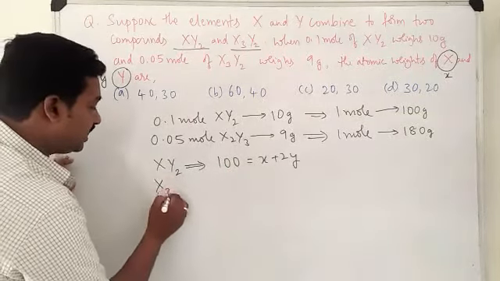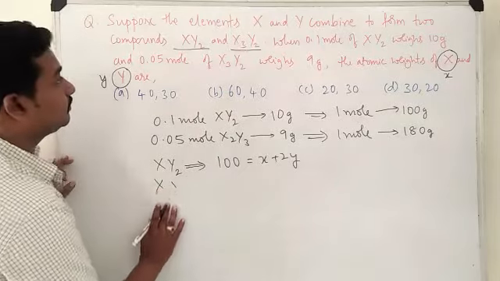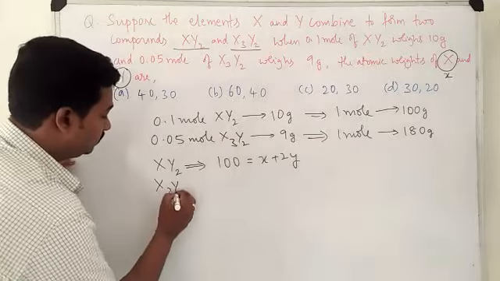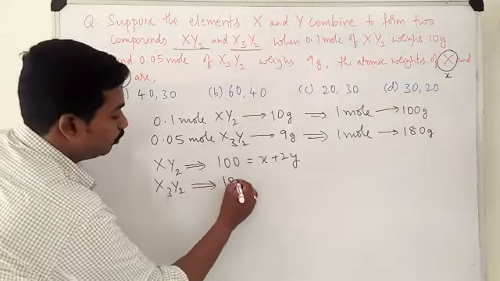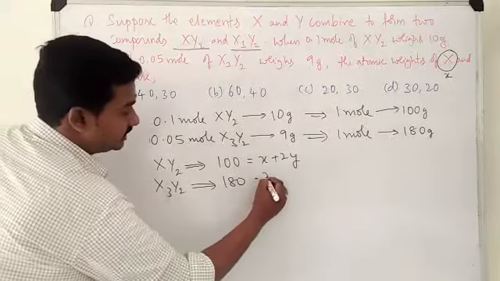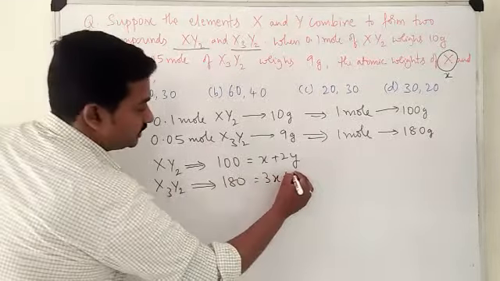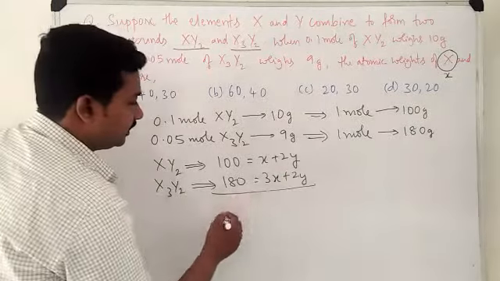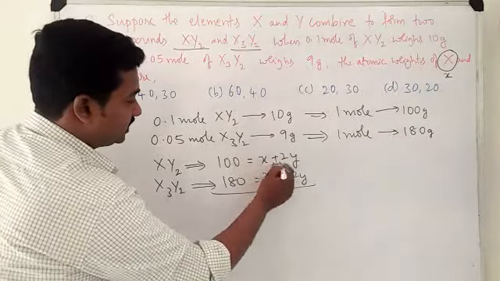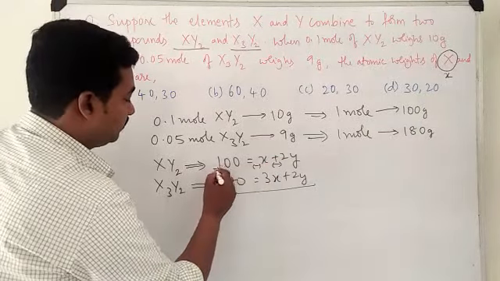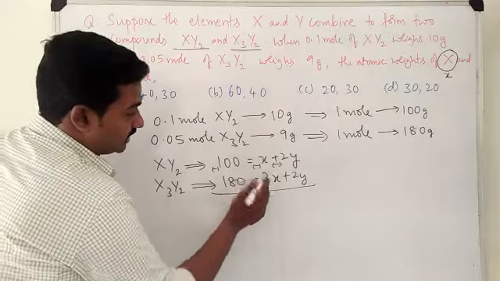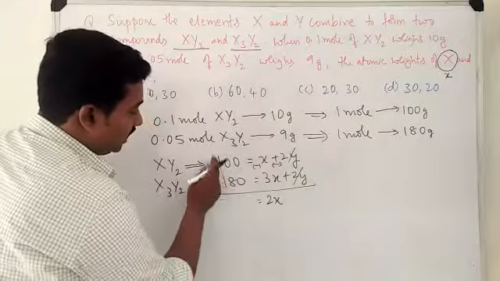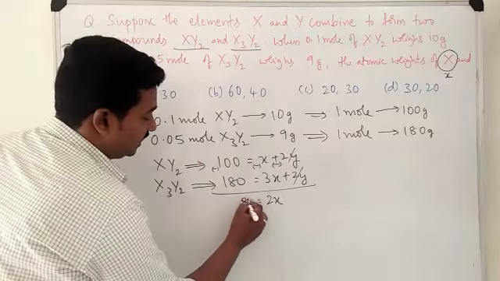And for X2Y3, this is X3Y2. So this will have 180 equals 3X plus 2Y. Now solve this mathematically. It is very simple. Actually, subtract the first one from the second one. What do you get? 3X minus X is 2X, 2Y gets cancelled. 180 minus 100 is 80.